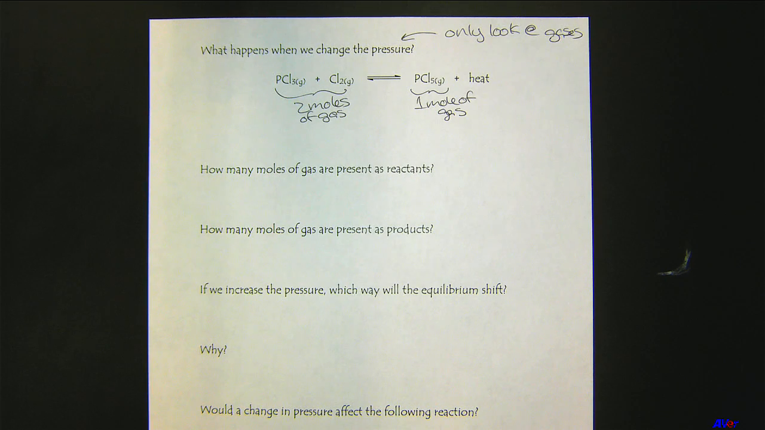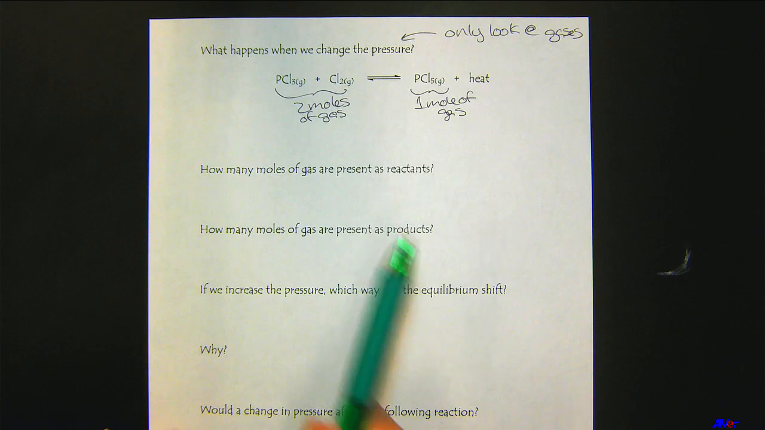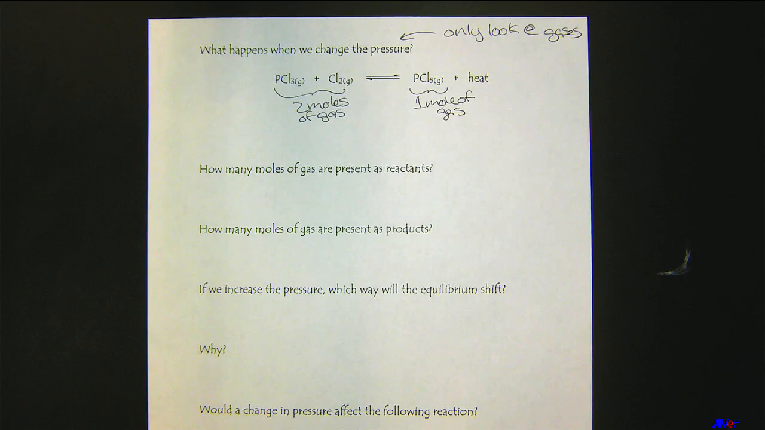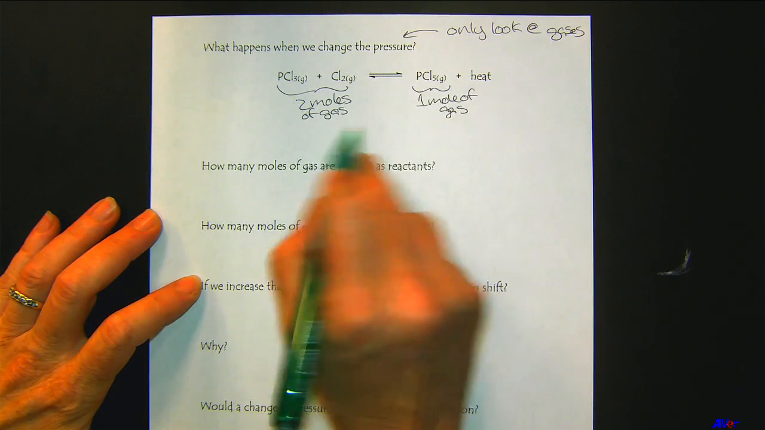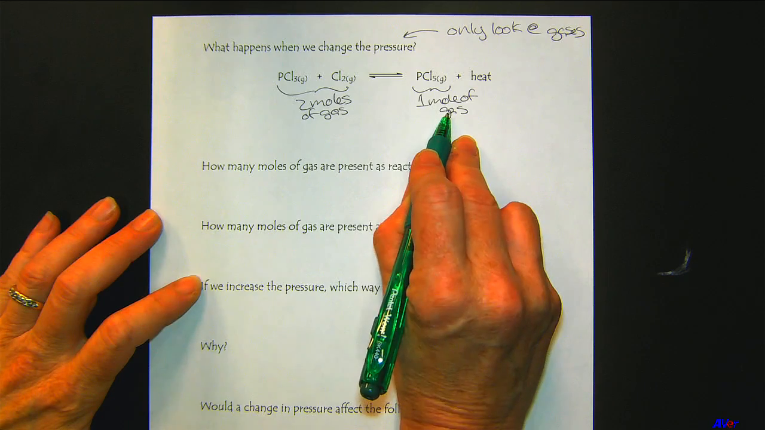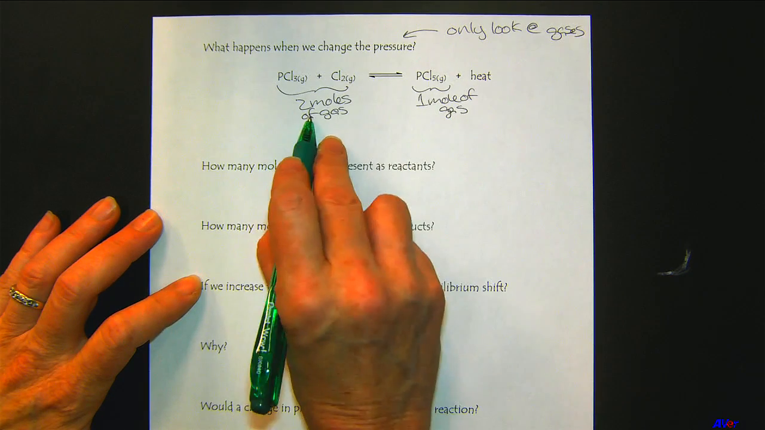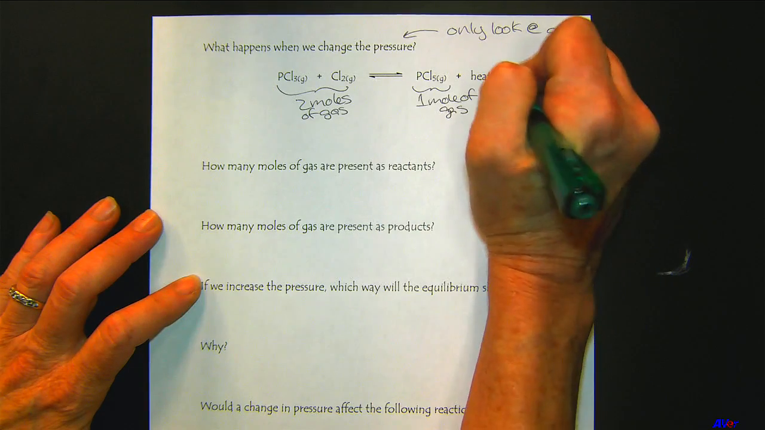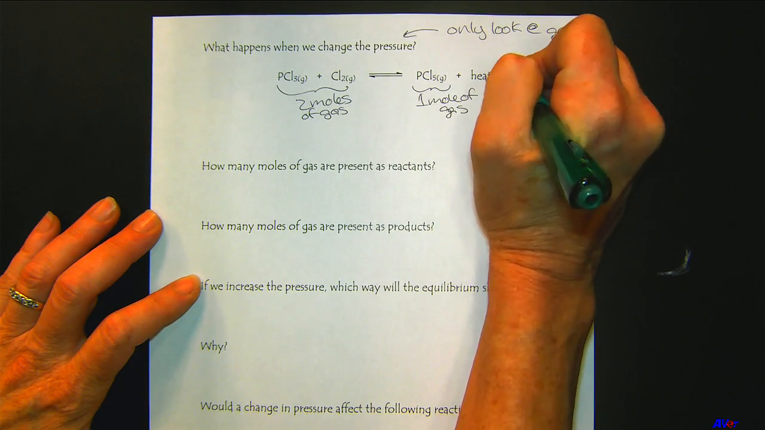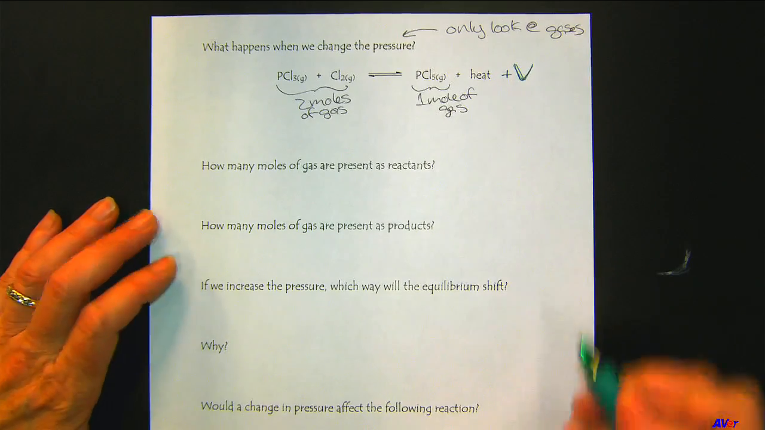So basically what happens then is, I want to make sure this is right. Yeah. Okay, so basically we need to balance out the volume. If we have 2 moles of gas here and we only have 1 mole of gas here, we can put a V here for volume.